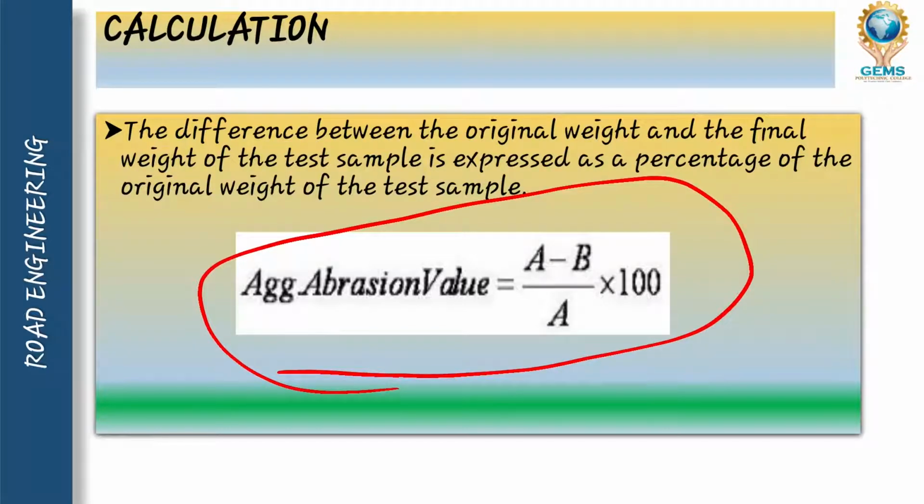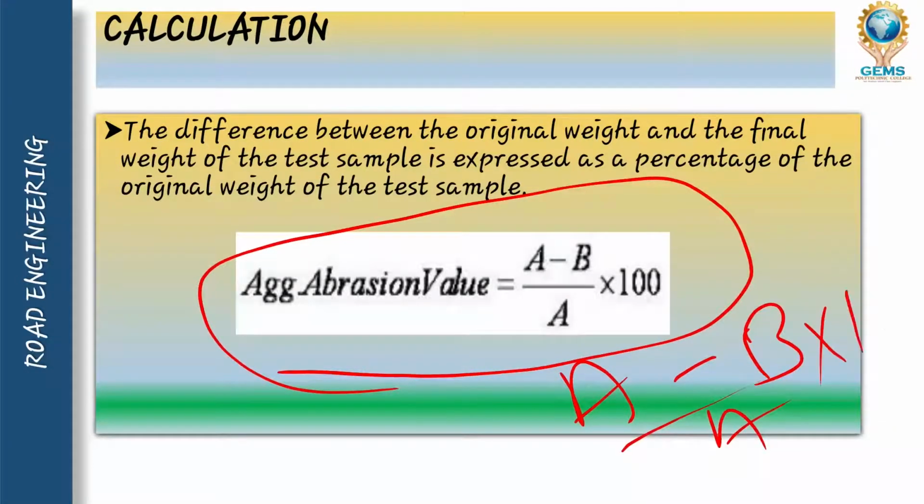A is nothing but the material which we have taken. After weighing that material, we will write the weight as A. Then after crushing inside that Los Angeles machine, and after the material comes out, we will sieve it and take the weight of the aggregates, and that will be B. So (A minus B) divided by A into 100 will be the formula to find the aggregate abrasion value.